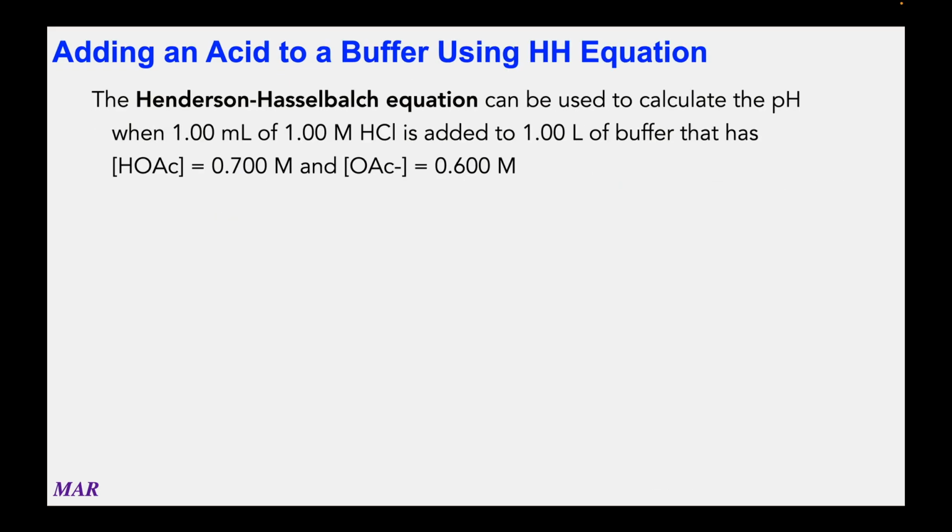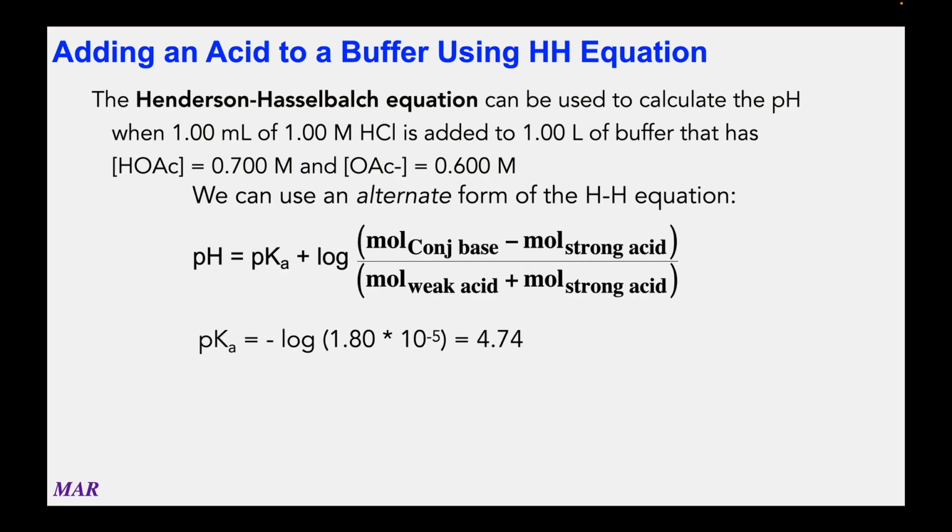We can also use the Henderson-Hasselbalch for problems like this, and this is something I highly recommend you master. It's a really cool skill. If you rewrite the Henderson-Hasselbalch for moles, you end up with this expression where pH equals pKa plus log moles of base minus moles of strong acid divided by moles of weak acid plus moles of strong acid.